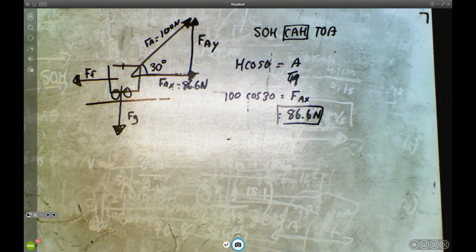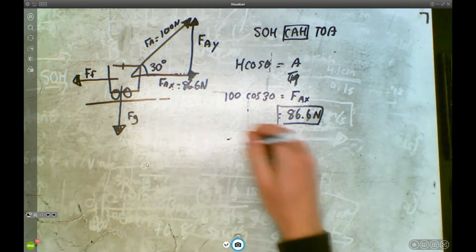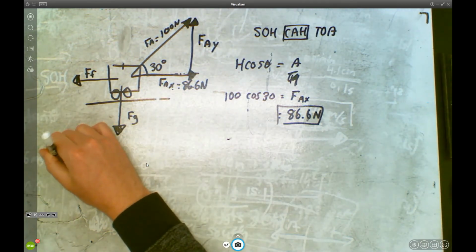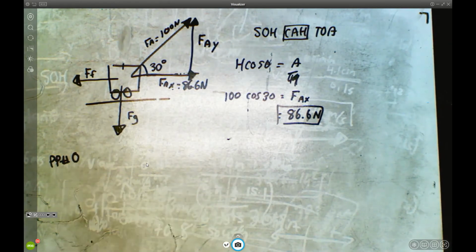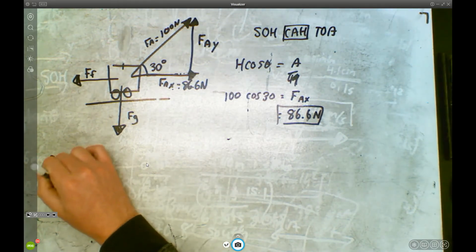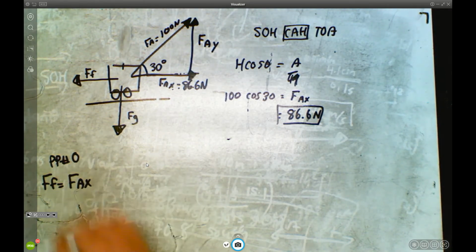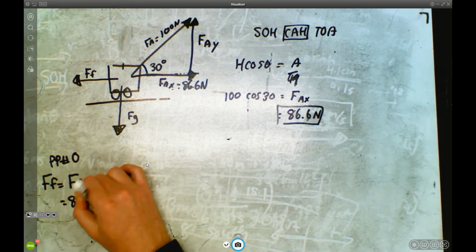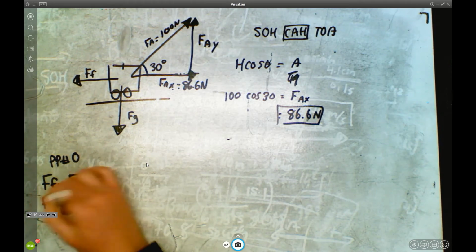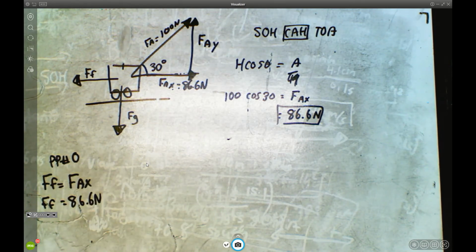But what we do know is that it moves at a constant velocity, so we can use a physics principle. If it's moving at a constant velocity, my force of friction is equal to my force applied in the x. So we know that this is 86.6 newtons, so that's what my force of friction is. So we were able to find the force of friction acting on it.